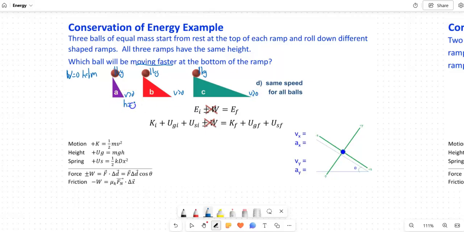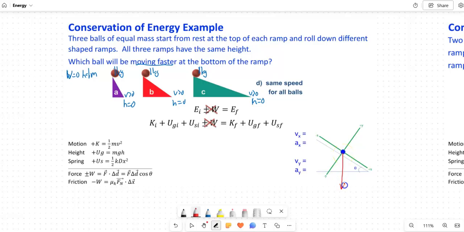But their heights will be equal to 0. So what I'm doing is describing the initial energy and the final energy. Okay? Let's do a mini force diagram for all 3 cases of the ball as it's midway rolling down the ramp, and these are frictionless ramps.